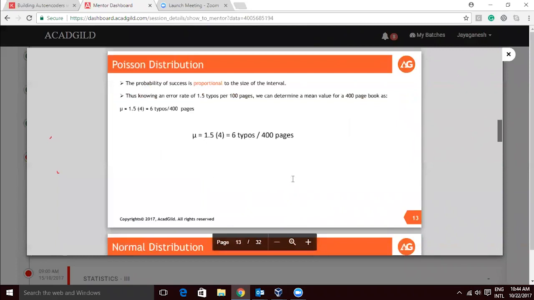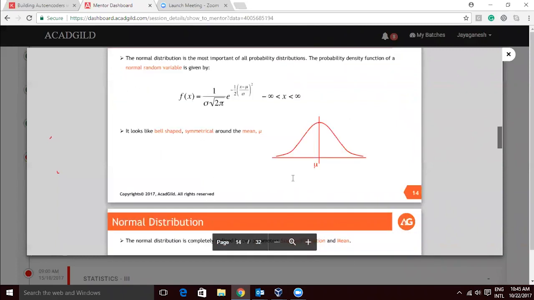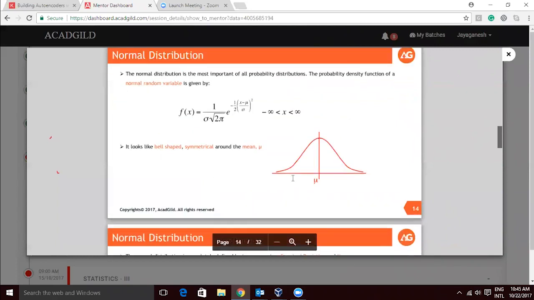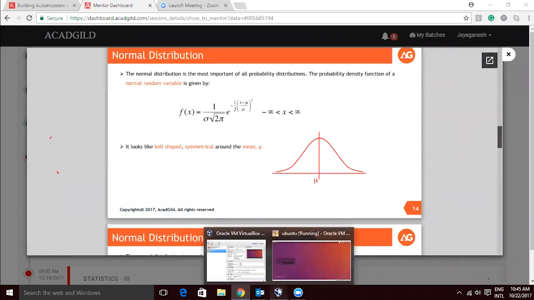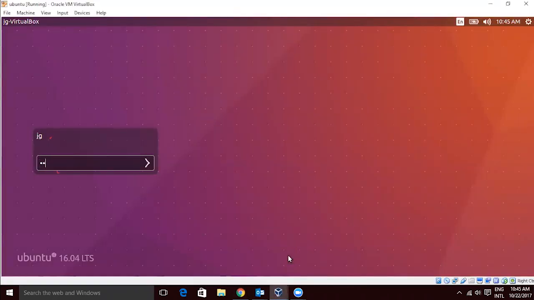Like that, we have some examples. Just go through that. Now we'll go to one more example in Python regarding the Poisson distribution.